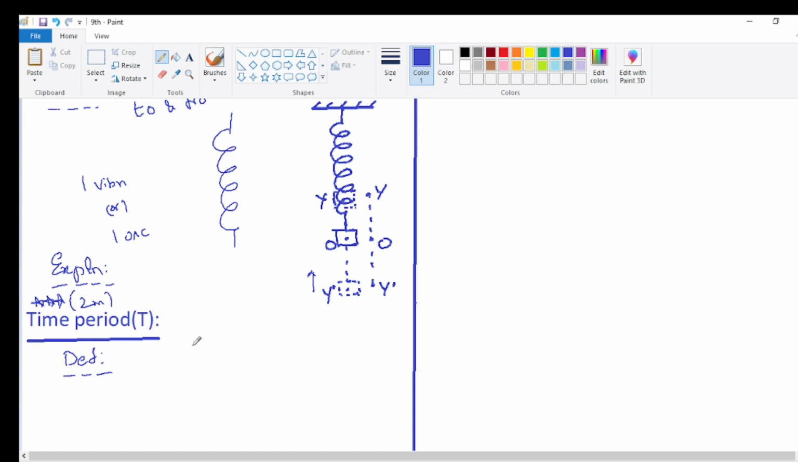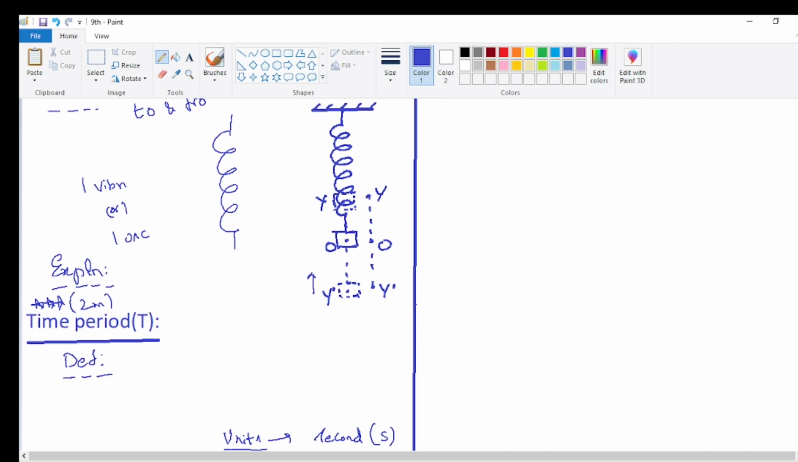So what are the units of time? Units of time we know already, very simple. The SI unit or MKS unit of time is the second. So what is the symbol for the unit of time? S. So that's about the definition of the time period.